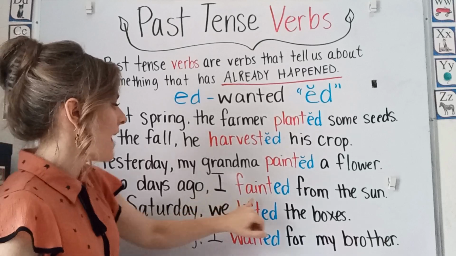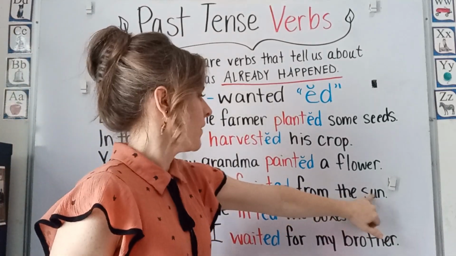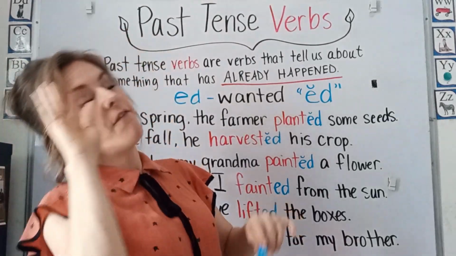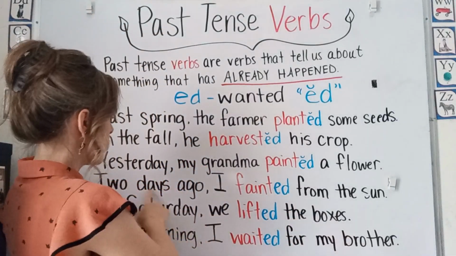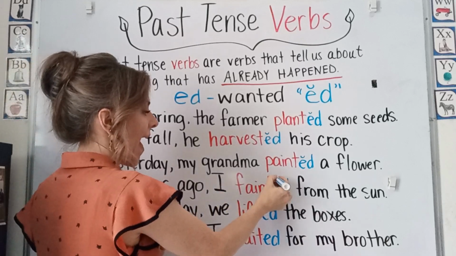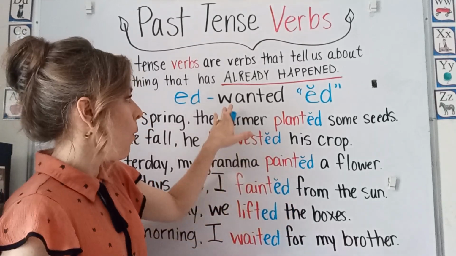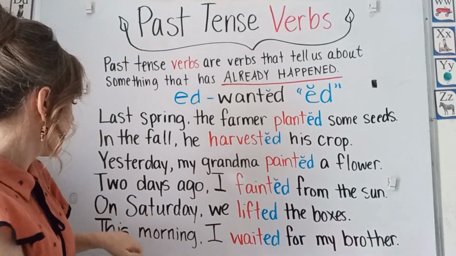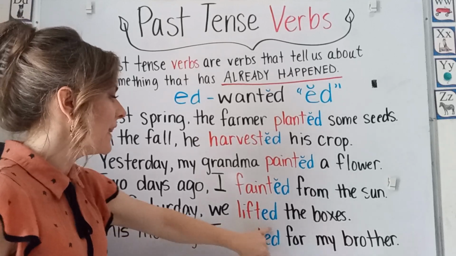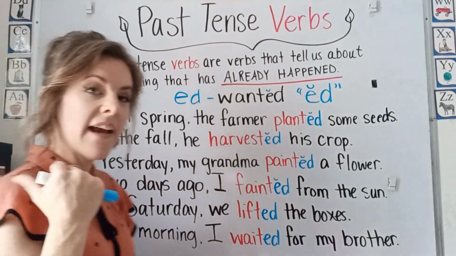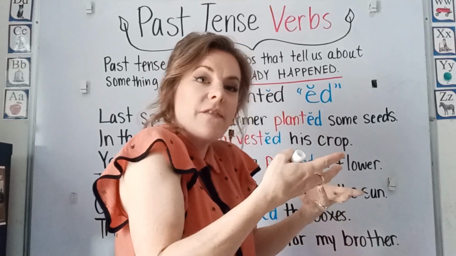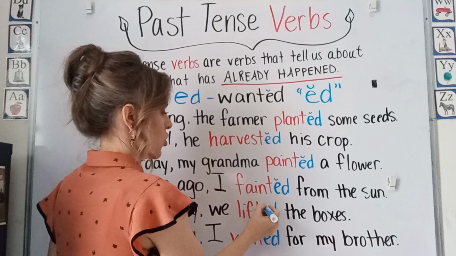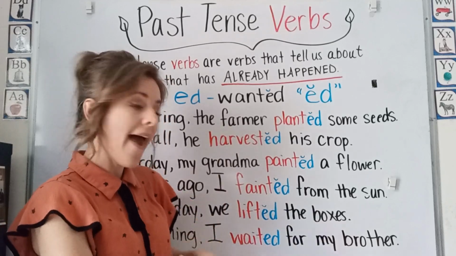Two days ago, I fainted from the sun, okay? So two days ago, in the past, I fainted from the sun. So two days ago, I faint, ed. Ed in wantED, okay? And then with this one, on Saturday, we lifted the boxes. So on Saturday, in the past, we lifted the boxes. Ed. Short E sound, d.